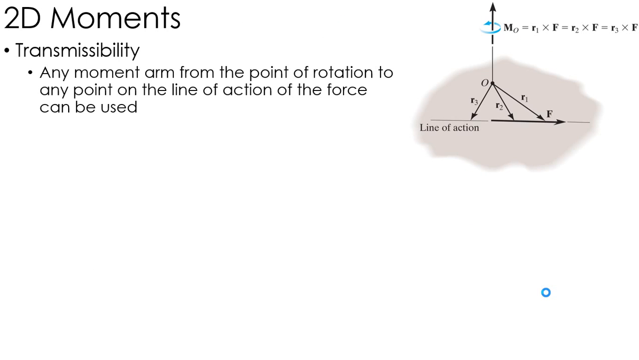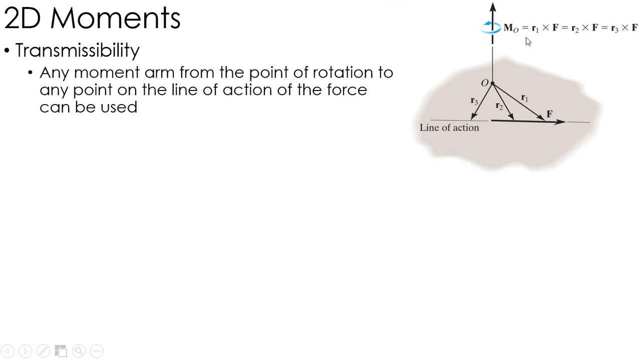Okay, so a couple of things are going to help us in calculating 2D moments. The first idea is transmissibility. What that means is that I can draw my moment arm from point O to anywhere along the line of action of the force. And this is going to help me find my perpendicular distances.